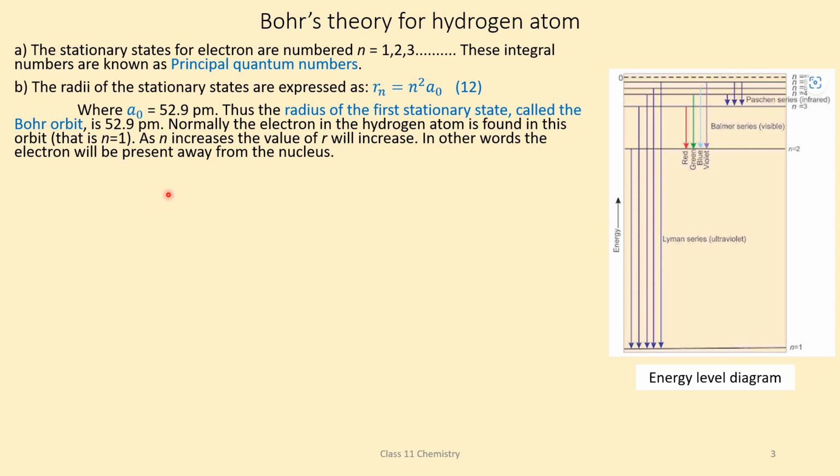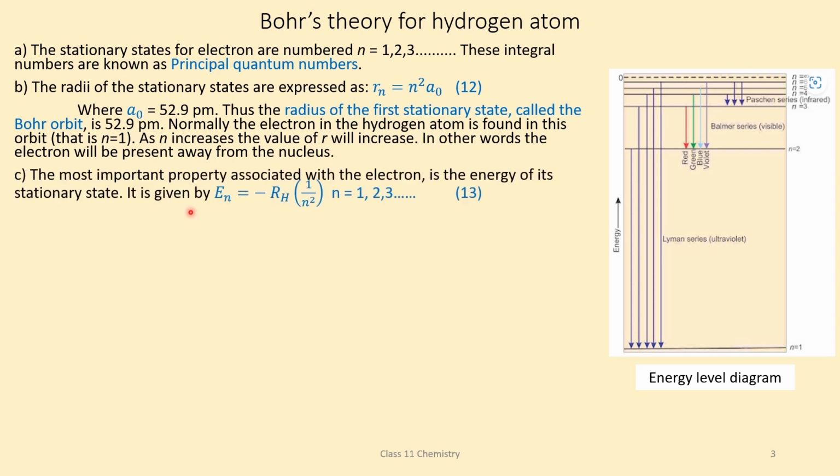As we increase the value of n, that is as n increases, the value of r will also increase. In other words, the electron will be present away from the nucleus. So, as n increases, the electrons will be farther away from the nucleus.